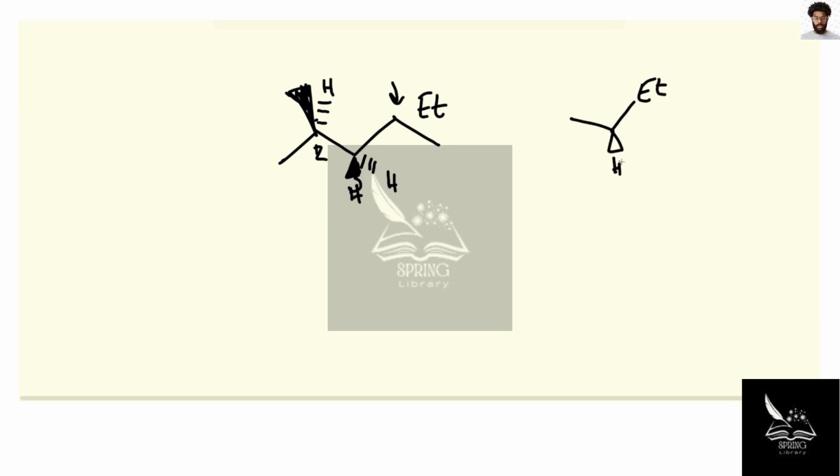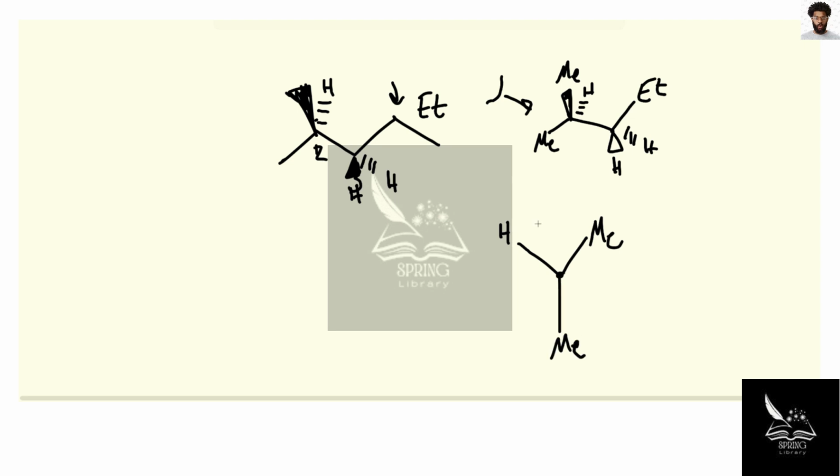ethyl, hydrogen, methyl, hydrogen. Okay, so now in the conformation that this is currently at, if we're looking down that axis, right, I would expect methyl to be going up and to the right. I'd expect to have a hydrogen up and to the left, and I'd expect a methyl down below.